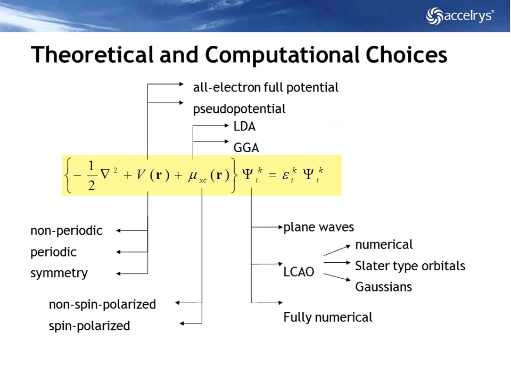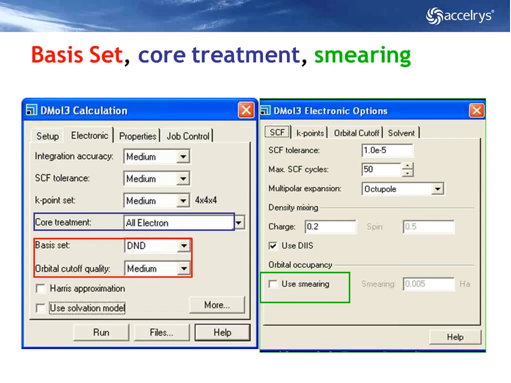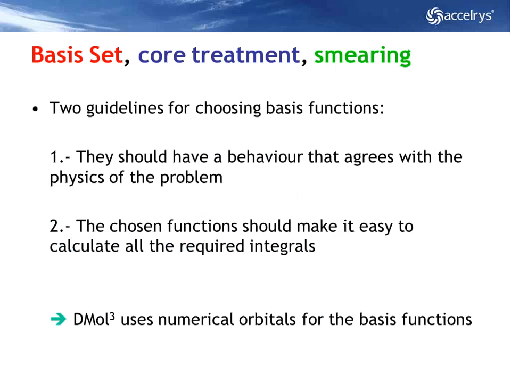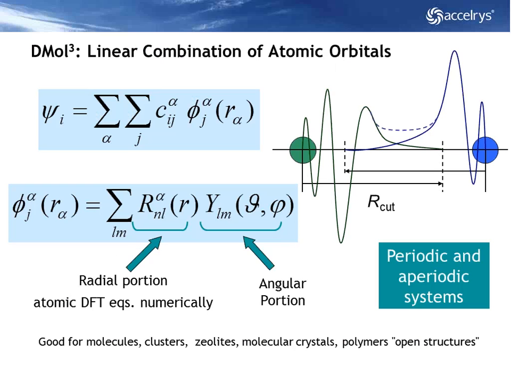Notice that you can do the potential with pseudo potentials or all-electron potentials. These can be non-periodic, periodic, or symmetry driven, right? You can apply plane waves, LCAO, linear combination of atomic orbitals, Slater type or Gaussian, or fully numeric, right? There's an all-electron treatment within DMol3, right? And that's how the system functions.